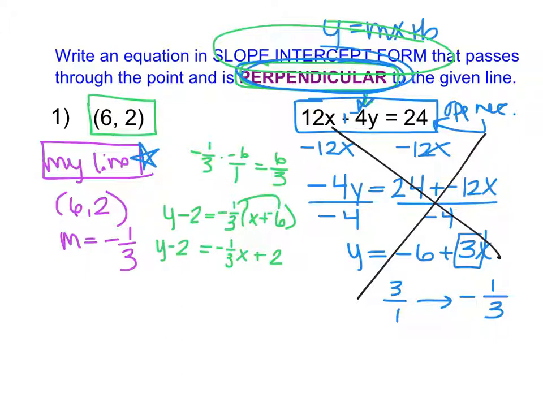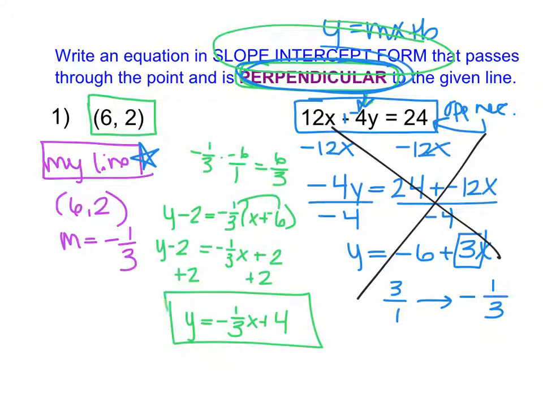And then from here, in order to get the y alone, I add 2 to each side. So we have y equals negative 1/3 x plus 4. And what I can see from here is that this is the equation of a line that goes through my point of x is 6, y is 2, and has an opposite reciprocal slope to the line over here boxed in blue because they are perpendicular.